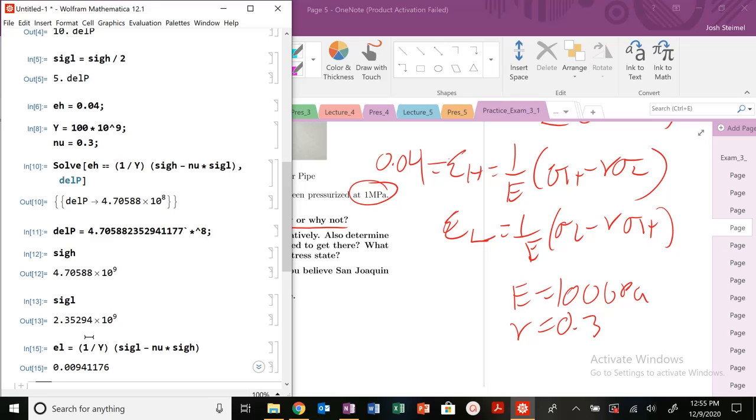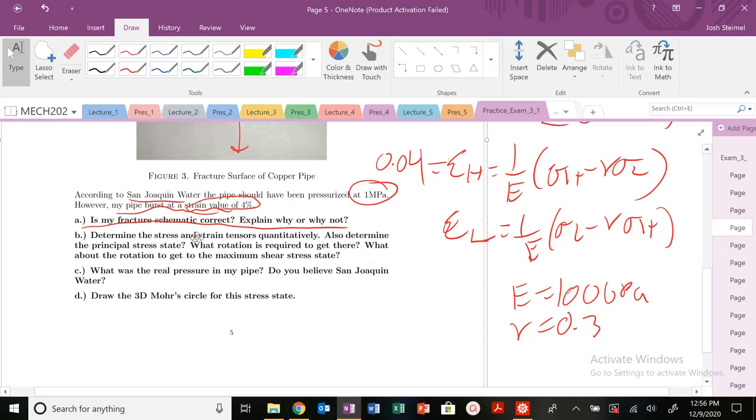That's my EL here, my strain in the longitudinal direction. My strain in the hoop direction is 0.04. So that's the stress and strain tensors quantitatively. Determine the principal stress state. We know that we're already in the principal stress state, so that rotation will be 0 degrees. What about rotation to get to maximum shear stress state? That's going to be 45 degrees.